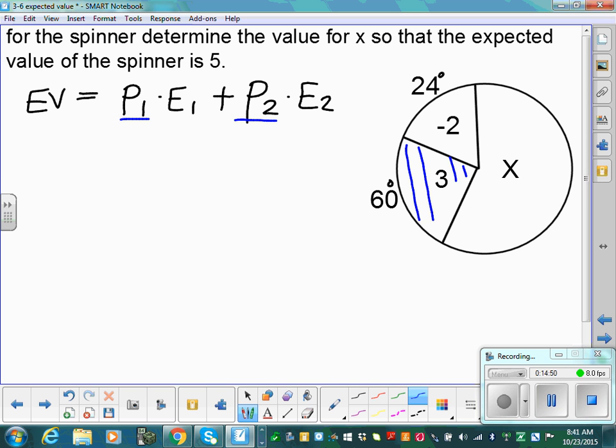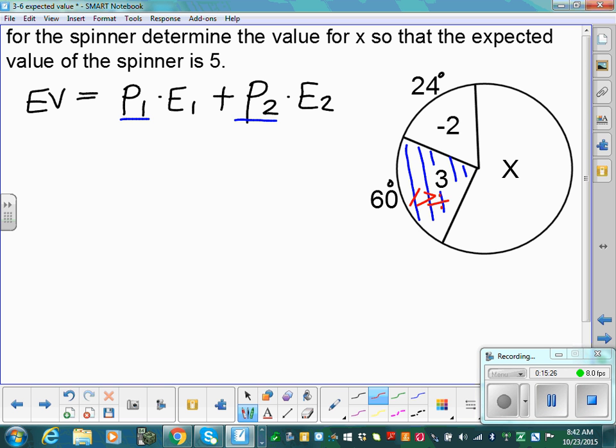So guys, think about it. If this is taking up 60 degrees out of the full circle, when we spin the spinner, what chance is it that we're going to land here? You take 60 divided by 360, the full circle, and you get 0.1666 repeating, so let's round to the nearest whole percent, so that's 17%. There's a 17% chance of landing in that section.